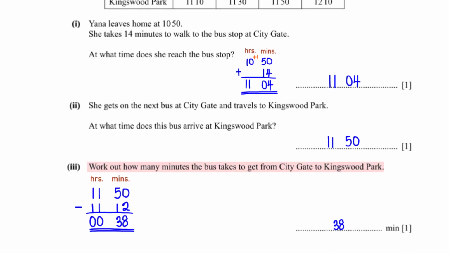Work out how many minutes the bus takes to get from City Gate to Kingswood Park. To get the time duration, we subtract the departure time from City Gate, which is 11:12, from the arrival time at Kingswood Park, which is 11:50. Under the minutes column, 50 minus 12 is 38, and under the hour column, 11 minus 11 is 0, and so the time duration is 38 minutes.